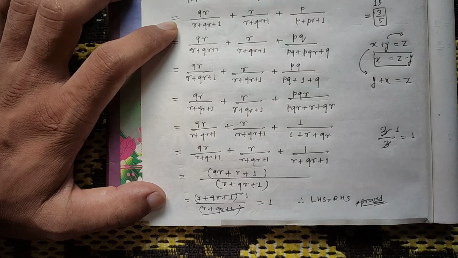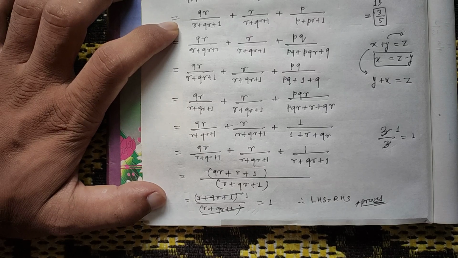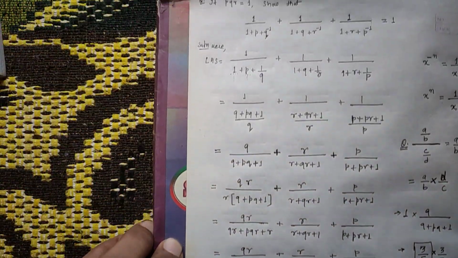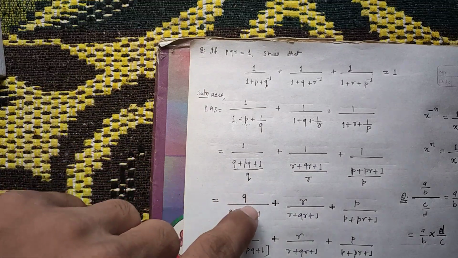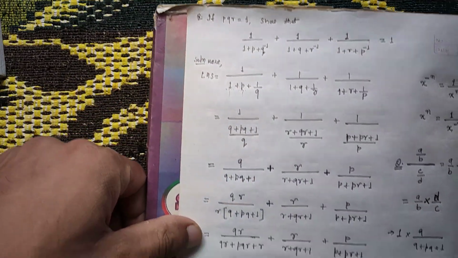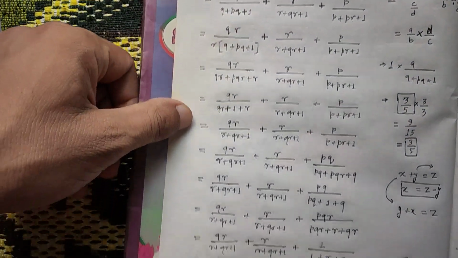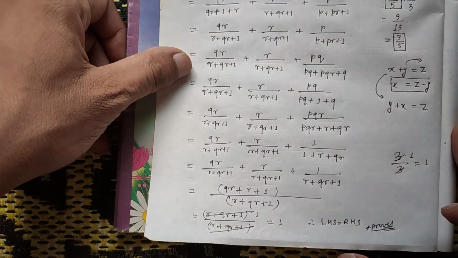That's your conclusion. To solve this type of question, you first have to make the denominators equal, then take the LCM, and then you will get the RHS.